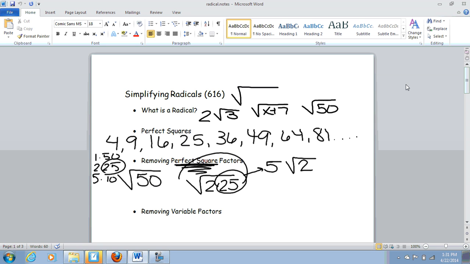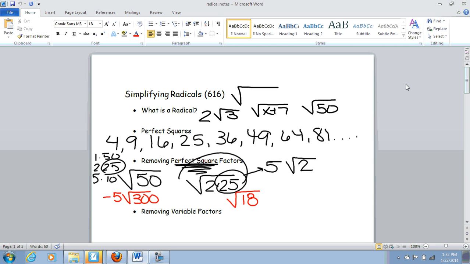Okay, let's do a couple of other examples together. In your book, they use the example of 192. We did 50. Let's look at the quick checks. Let's try B and C together. B is negative 5 times the square root of 300. C is the square root of 18.